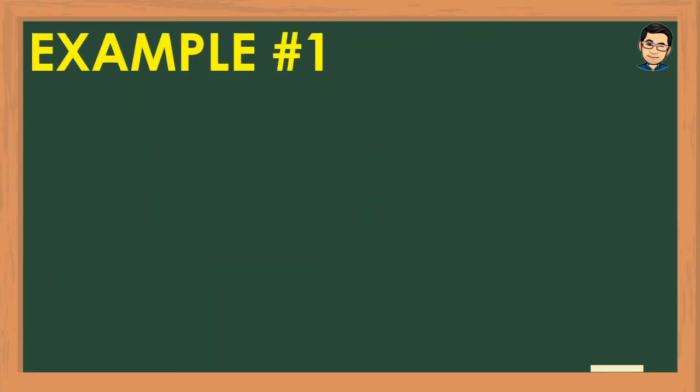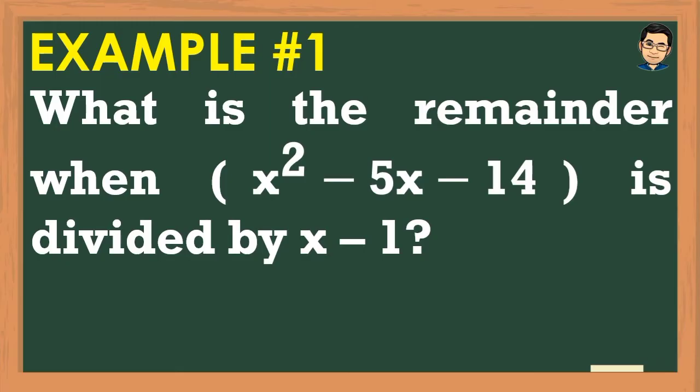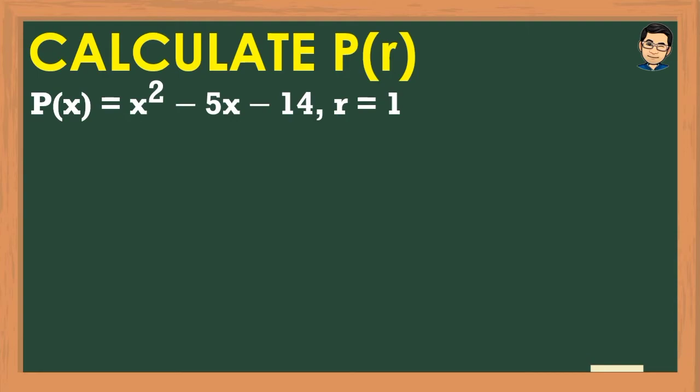So let's have example number 1. What is the remainder when x squared minus 5x minus 14 is divided by x minus 1? So looking at the given polynomial, x squared minus 5x minus 14, nakasulat naman siya sa standard form, and then wala din siyang missing terms. So let's try solving using the first method. The given polynomial is x squared minus 5x minus 14, and then yung r natin is equal to 1. So all we have to do is to substitute 1 to the given polynomial para malaman natin yung remainder.